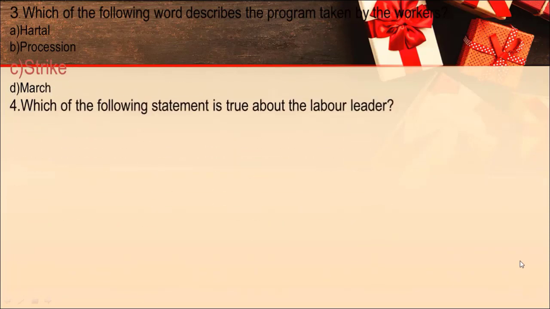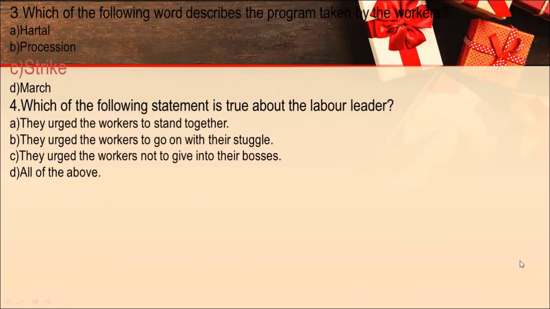Question number 4. Which of the following statement is true about the labor leader? Option A. They urged the workers to stand together. B. They urged the workers to go on with their struggle. C. They urged the workers not to give in to their bosses. And D. All of the above. And the answer is all of the above.